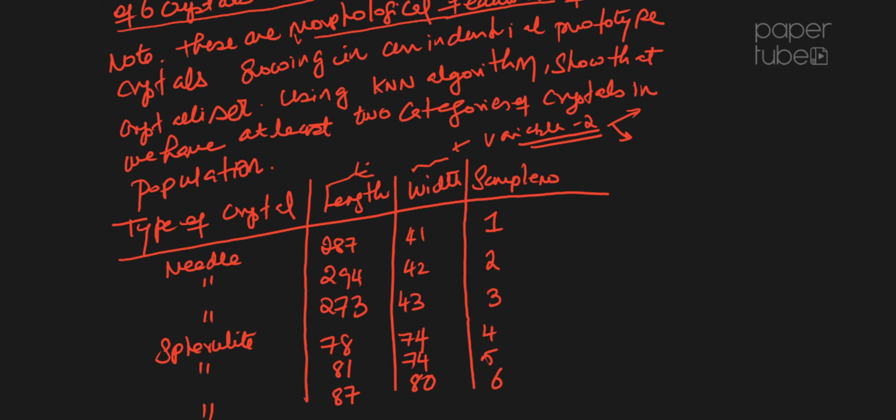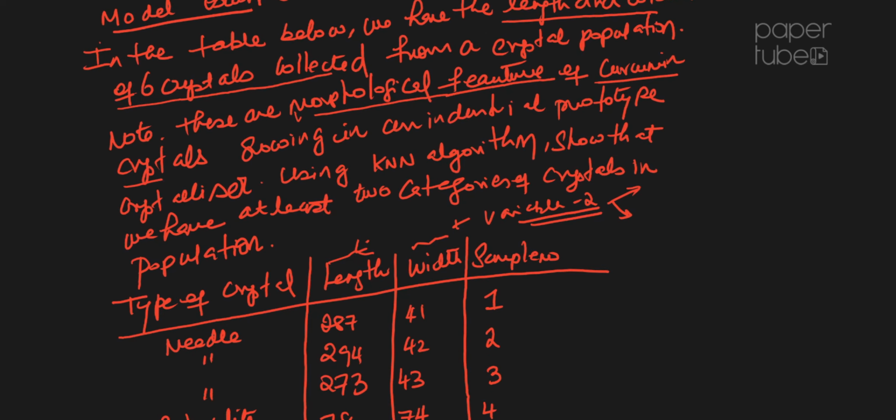This data corresponds to a particular compound called curcumin. It's an active pharmaceutical ingredient. And just assume we collected 6 crystals from an industrial crystallizer. Typically, industrial crystallizers will contain more than 1 million crystals or even more. But for the moment, let's say we collected only 6 of them. And then we put them under the microscope and we got 2 measurable quantities, which are length and width.